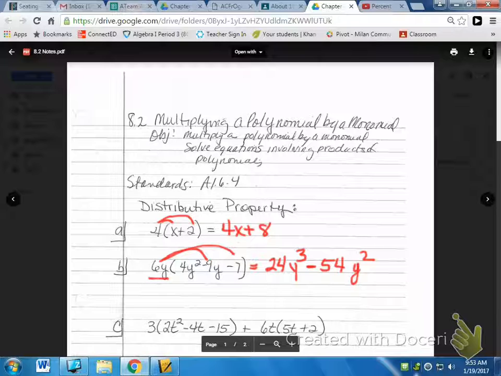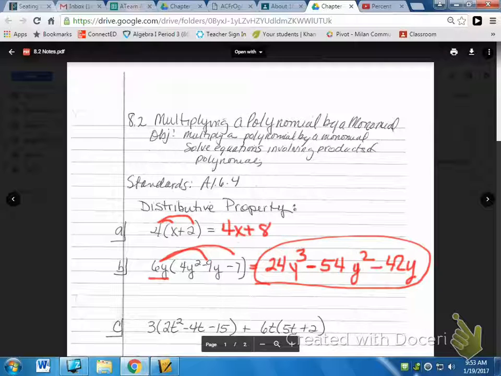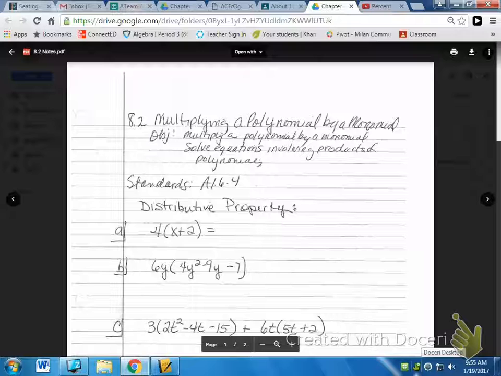And then 6y times negative 7, what would that be? 42y. All right, what sign? Oh, negative 42. Minus 42y. Positive 6y times negative 7 is minus 42y. And that is it. None of those are like terms. Your answer is simplified. You're done. Questions there? All right. Let's check out the next example.